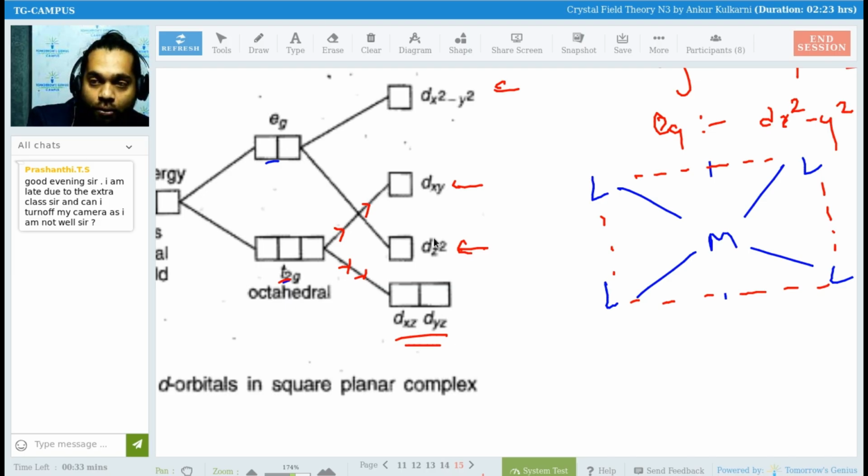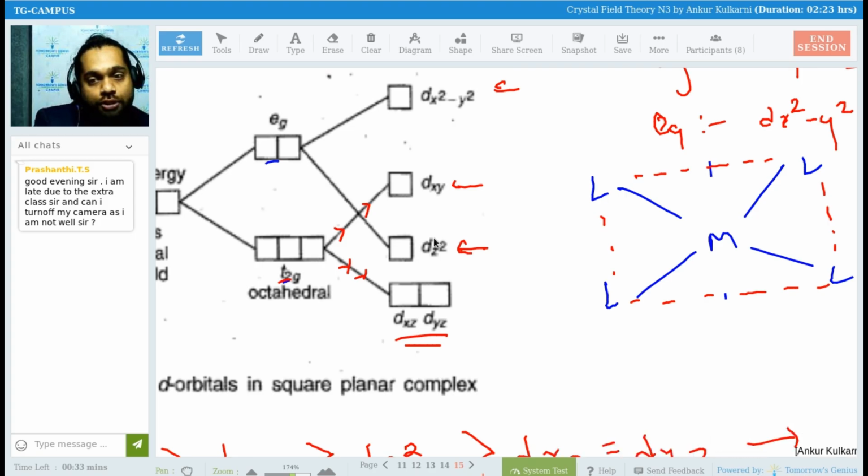Okay. So over here, this has come once in the exam. This is your energy level. The one with the highest energy level is dx square minus y square. Then we have dxy. Then we have dz square. Then we have dxz equal to dyz. This is for square planar.